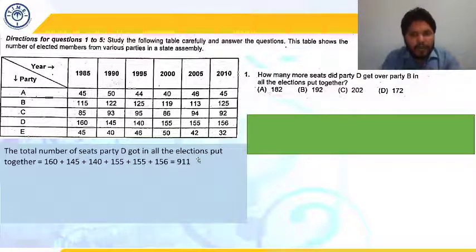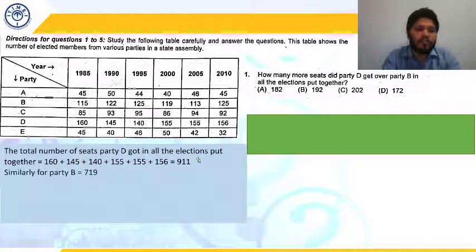And what has been asked of us is how many more seats party D got over party B in all the elections put together. Now we have got the total number of seats got by party D. Now we need to find out the total number of seats party B got in all the elections put together. So what is the sum of party B? If we add all of them, 115, 122, 125, 119, 113, 125, it comes out to be 719. Again, how can we do this calculation?